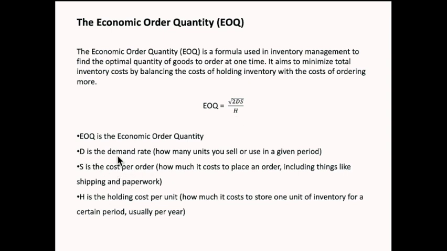So D in this formula is the demand rate, and that's how many units you sell or use during a given period. That's your D. And then S is the cost per order. So that's basically if you have to ship it or if you have to hire someone to help you do the paperwork or to make phone calls to track something down for the order. It's any cost related to the order. So that's your S. And then H is the holding cost per unit. So that's the amount that it costs to store the inventory. And it's over a time frame, and it's usually in years.